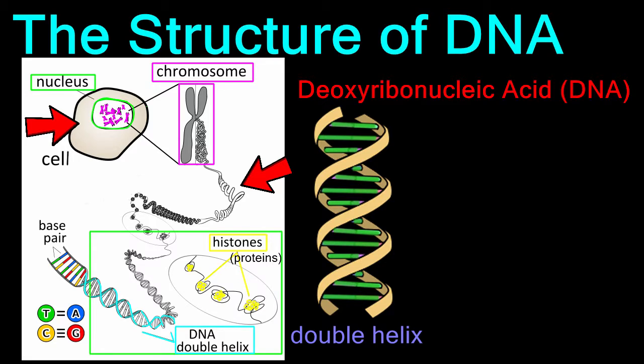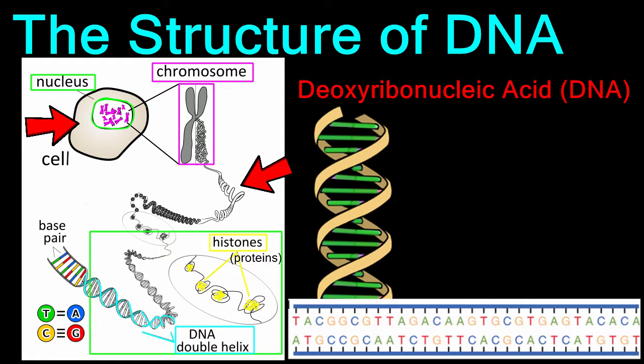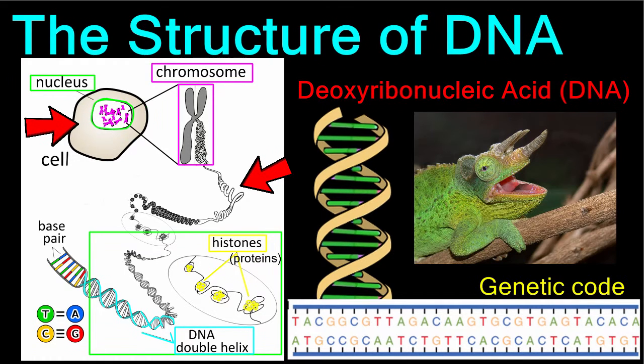A strand of DNA may have hundreds of thousands of nitrogenous bases lined up in the center of the molecule. The specific order in which the nitrogenous bases appear is an organism's genetic code. The genetic code determines which traits the organism will possess.